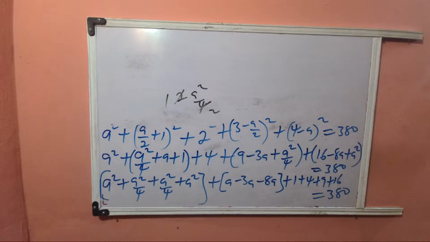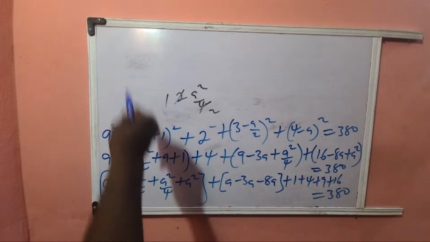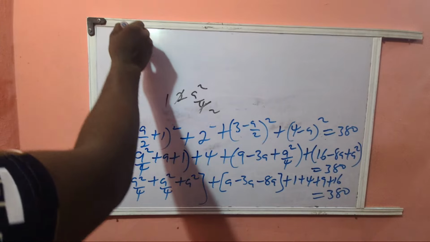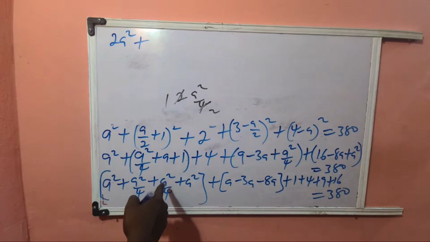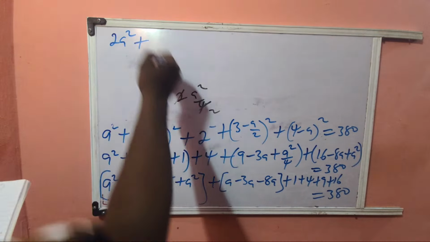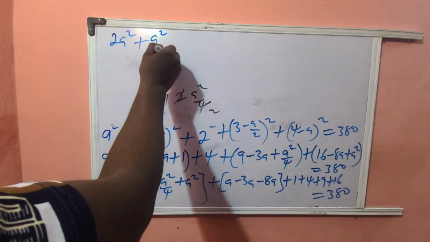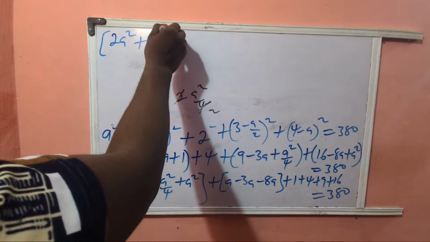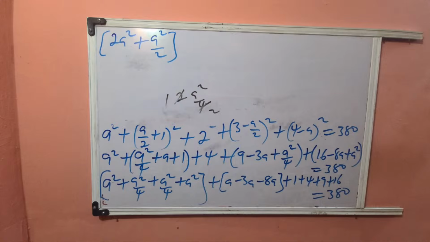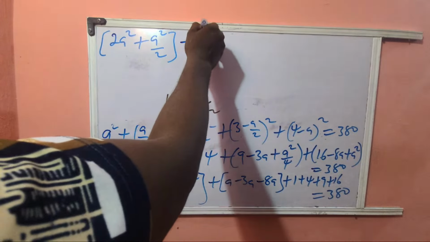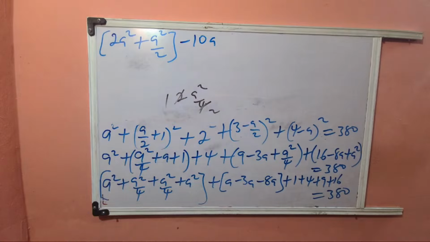So I'm going to be having a squared plus a squared obviously gives me 2a squared. Then a squared over 4 plus a squared over 4 will give me a squared over 2, as I did there. Let me put that in this bracket again. So can you solve this one? A minus 3a, that's minus 2a. Minus 2a minus 8a, that's minus 10a. 1 plus 4, 5.